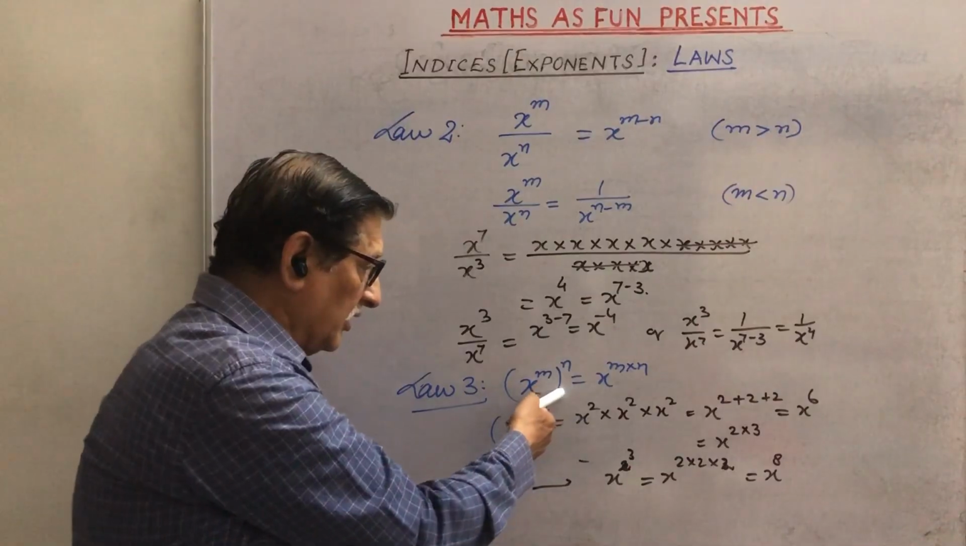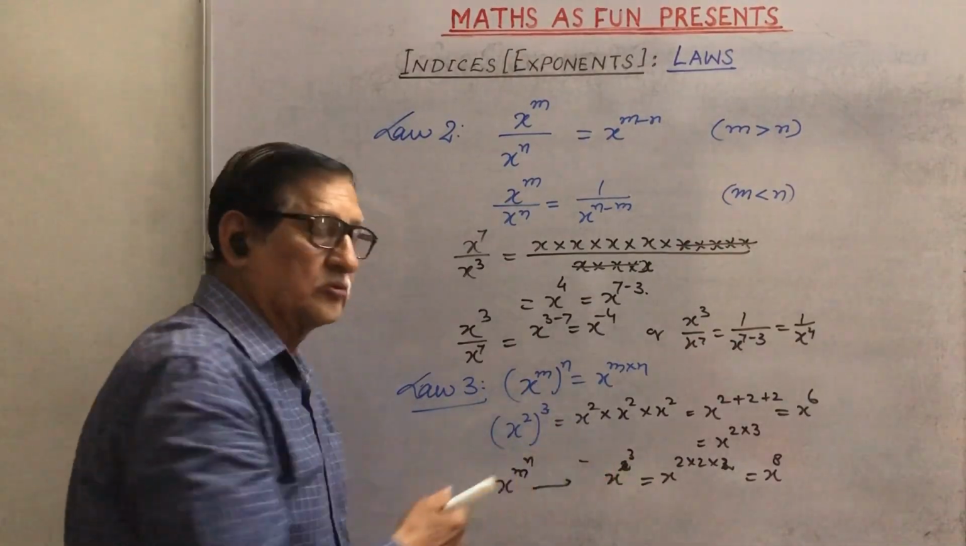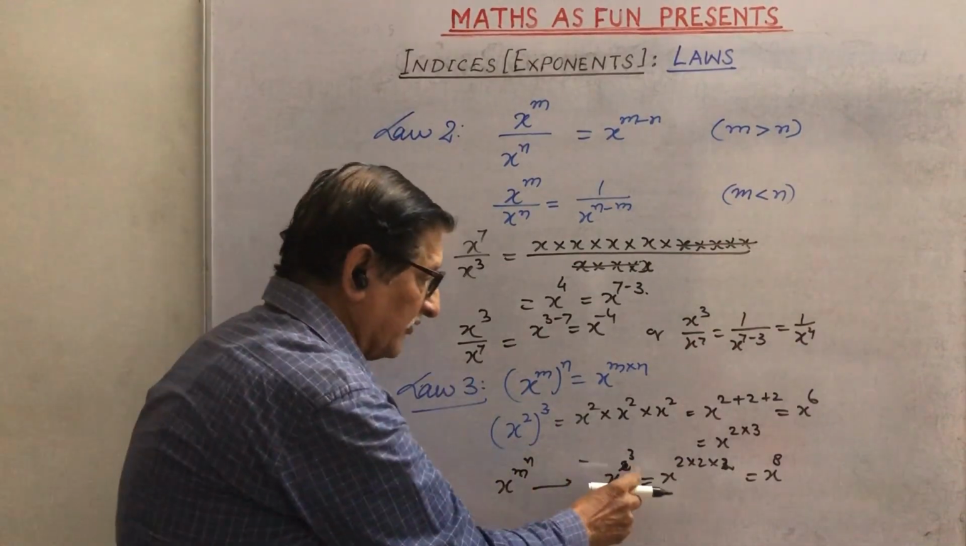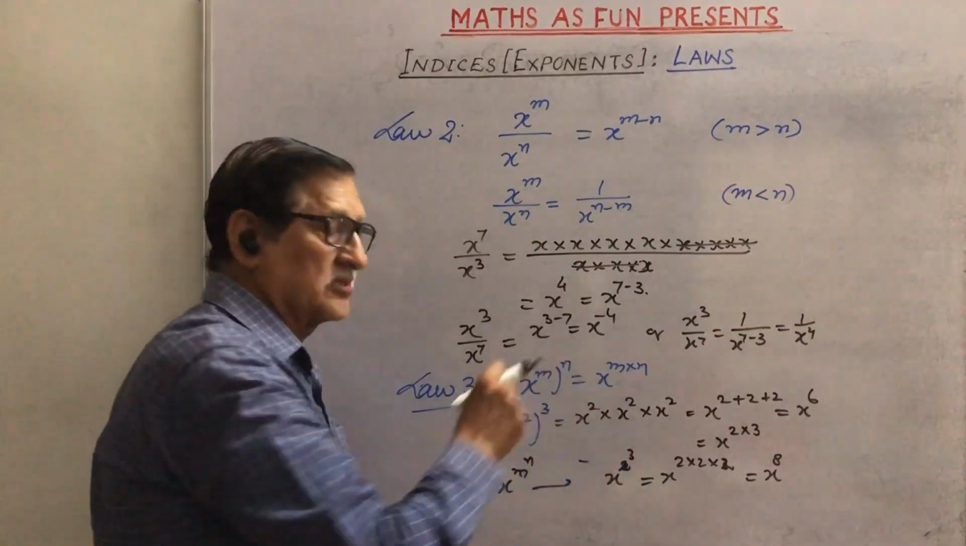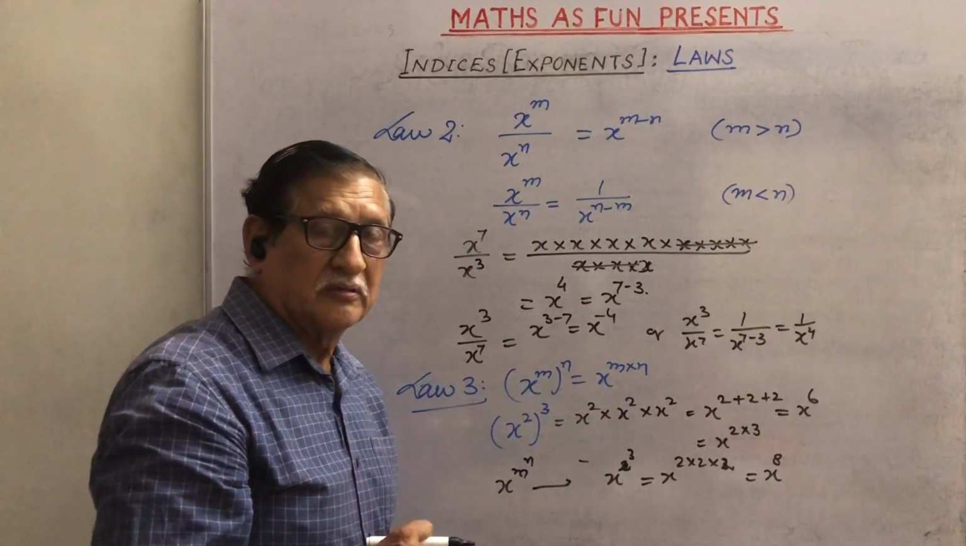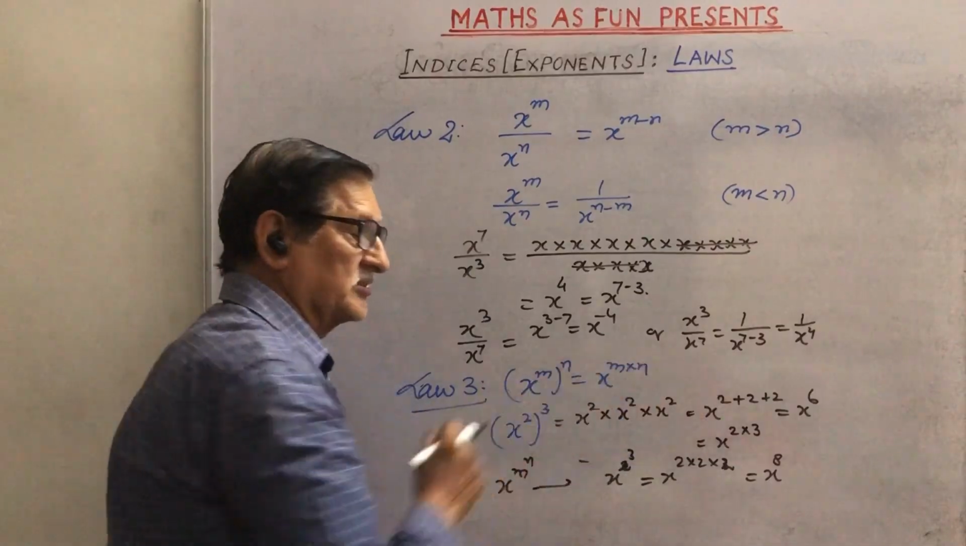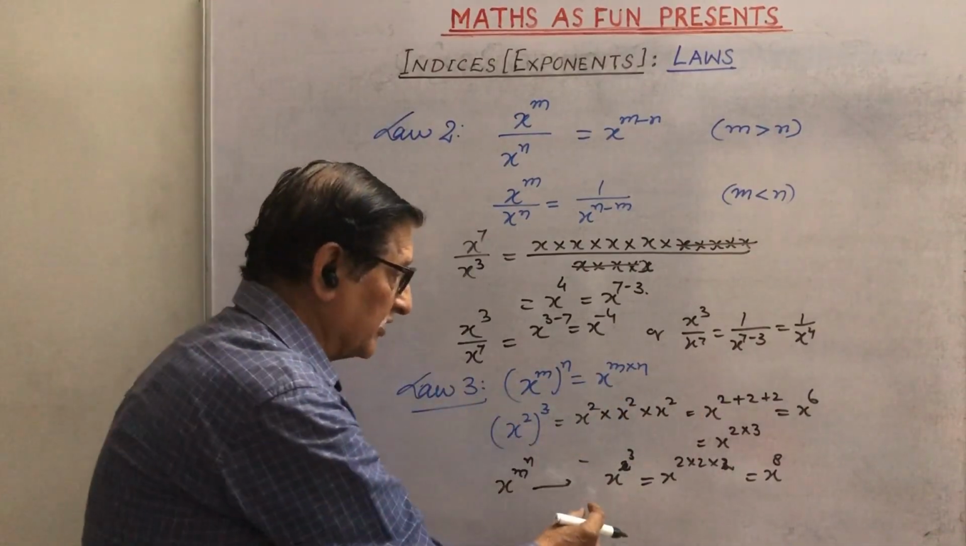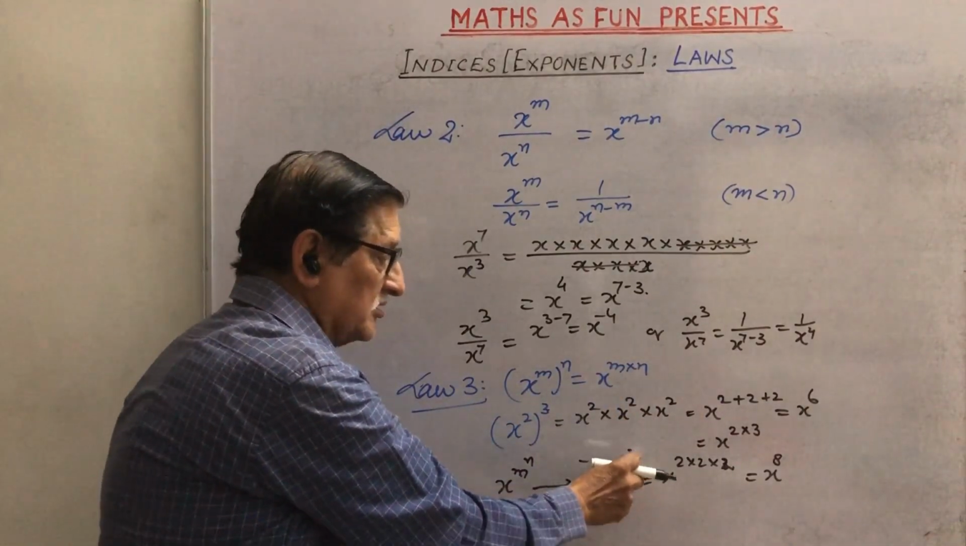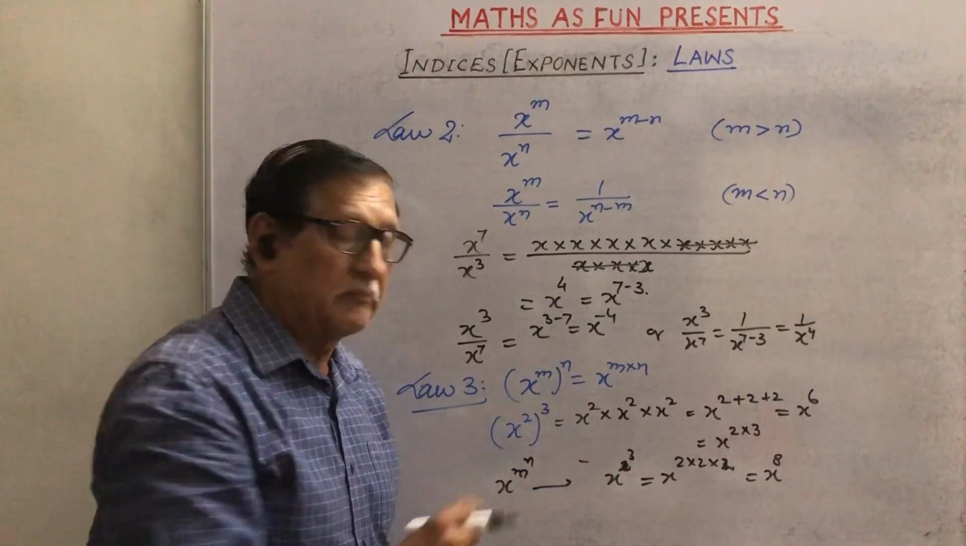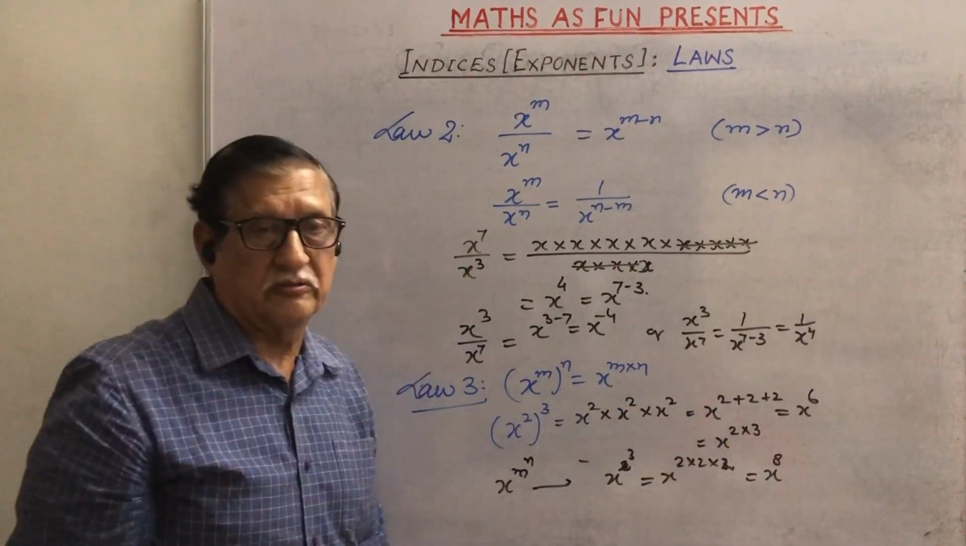Whereas, if this is here, then it will be 2 into 3, 6. So remember, if it is the whole cube of x square, then it becomes x to the power 6. And if it is x square power 3, means this becomes x to the power 8.